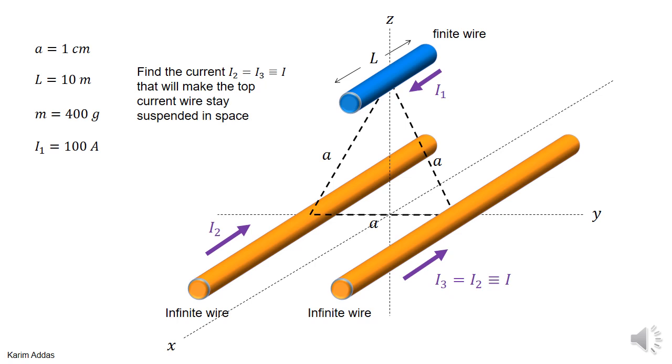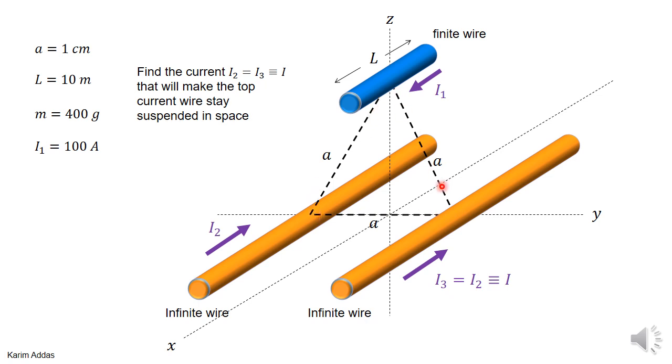Okay, this example is applied to the issue of getting the force between two parallel wires. So here you have two infinite wires along the x direction, parallel to the x-axis, and the two wires have the same current, going in the minus x direction, and the distance between the two infinite wires is a.